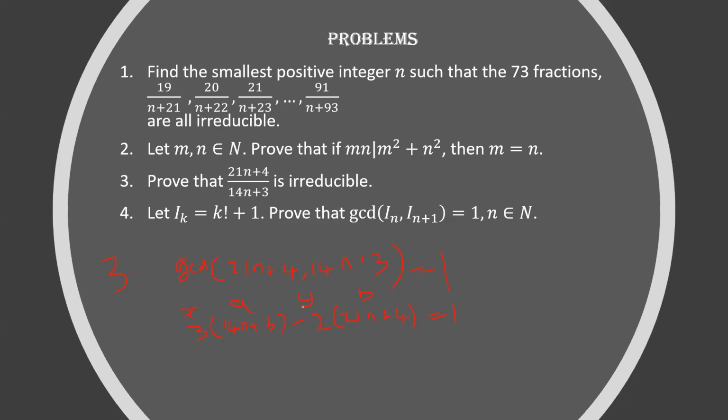Now what identity remains this? It remains our Bezout's identity. So ax plus by is equal to 1. It means that GCD of a and b is 1, right? That is obvious. GCD of a and b must be 1. Why? Because if GCD of a and b is not 1, if it is more than 1, then you can take it out common. Then you will get a unit fraction as an integer, which is not possible. So GCD of a and b must be 1. Hence, GCD of 14n plus 3 and 21n plus 4 must be 1. Hence, 21n plus 4 by 14n plus 3 is an irreducible fraction.